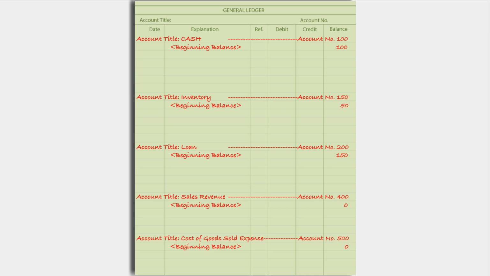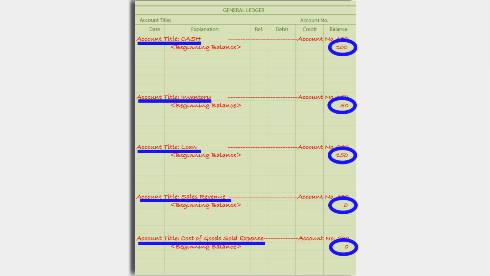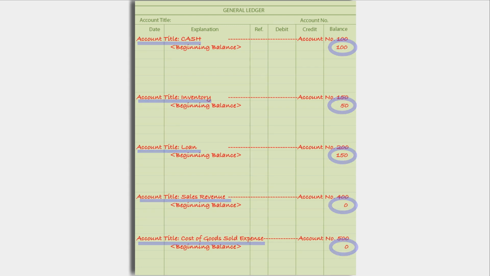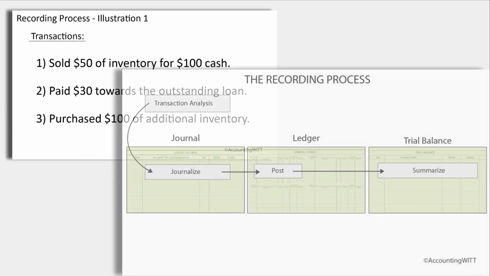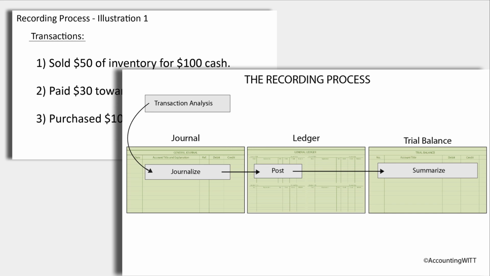Here is what the ledger would look like at the beginning of the period. On the ledger, each of the accounts shown will include the beginning balance from prior periods. Let's assume that during the current period, the following transactions occurred. Here is a demonstration of the recording process as it is completed for the first transaction.